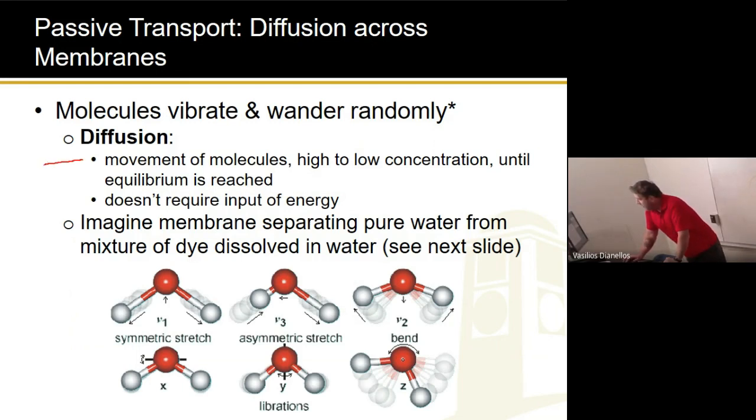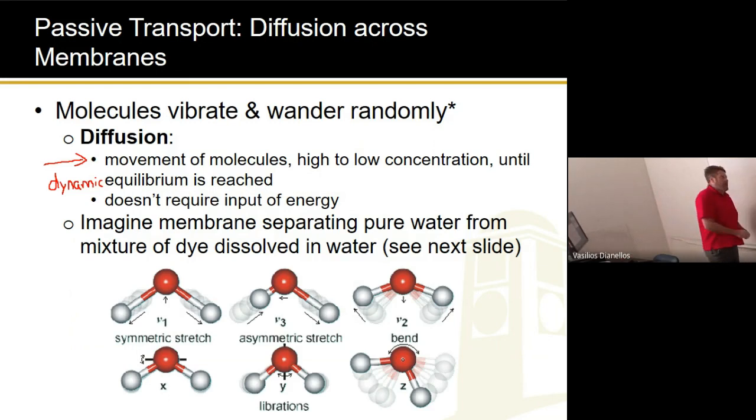Diffusion is the movement of molecules from an area of high concentration to low concentration. And I'm even going to write the word dynamic, even though the only reason I'm doing this is because I think on the study guide, that's how it's written. Dynamic equilibrium is reached. Which I'll probably add in the study guide. If it does say that, just get rid of that word.